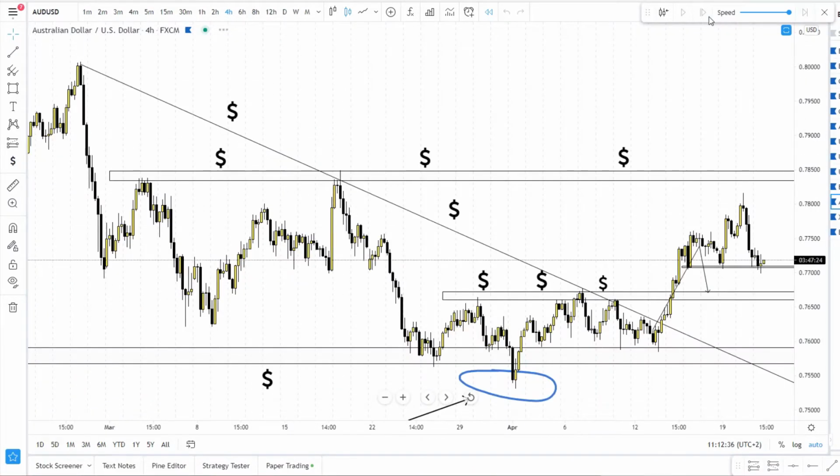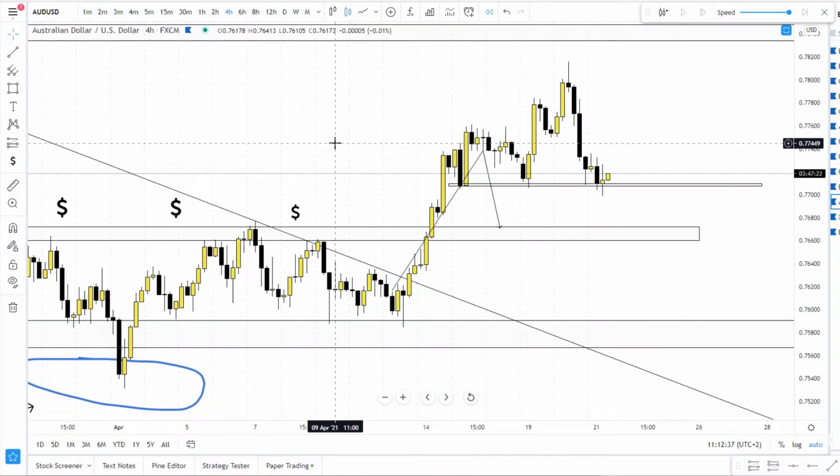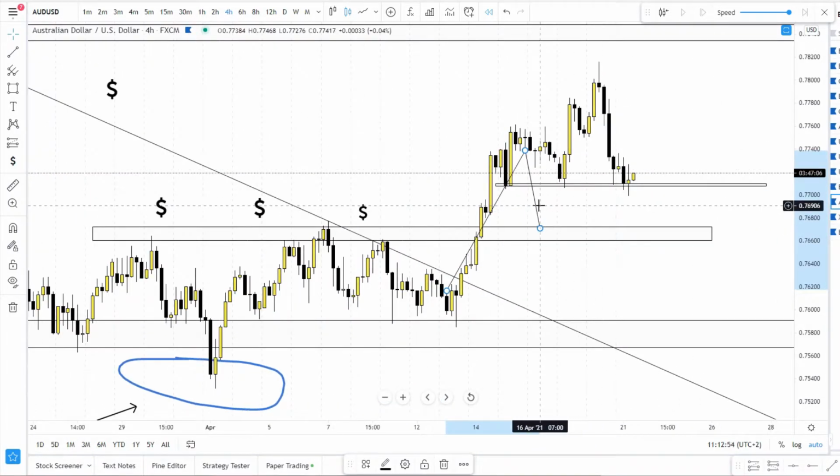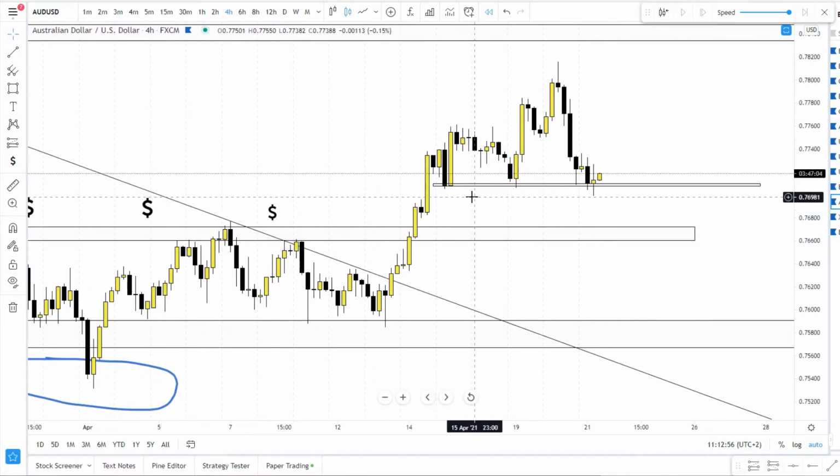So again, my pending order was not activated. My sync of this chart was good, and it made the move I expected, but my order was not activated. And what do we have here? Again, we have 1 touch, second touch, third touch. That is also very good.